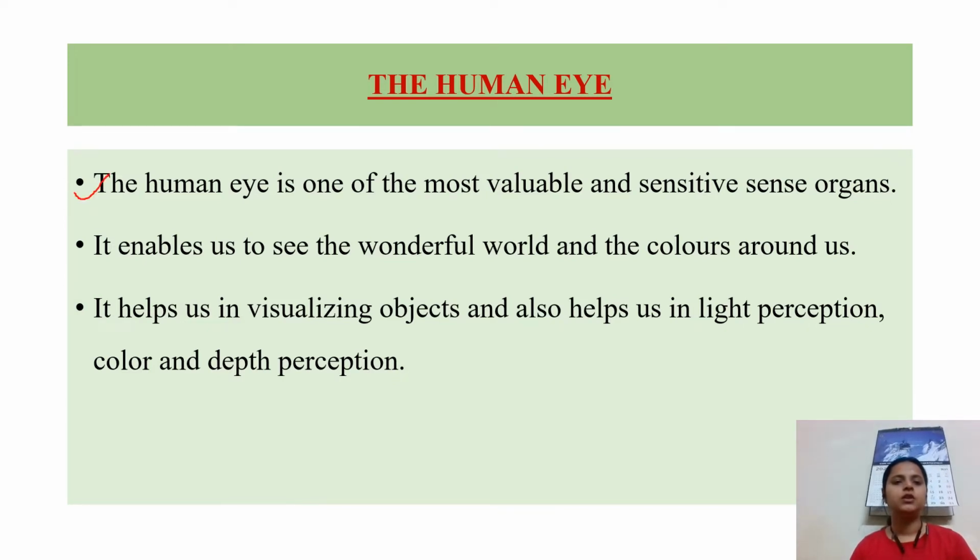First one is the human eye is one of the most valuable and sensitive sense organs. Yes, it is very right. Next one is it enables us to see the wonderful world and the colors around us. It helps us in visualizing objects and also helps us in light perception, color and depth perception. So see how important our eye is. It's very important.